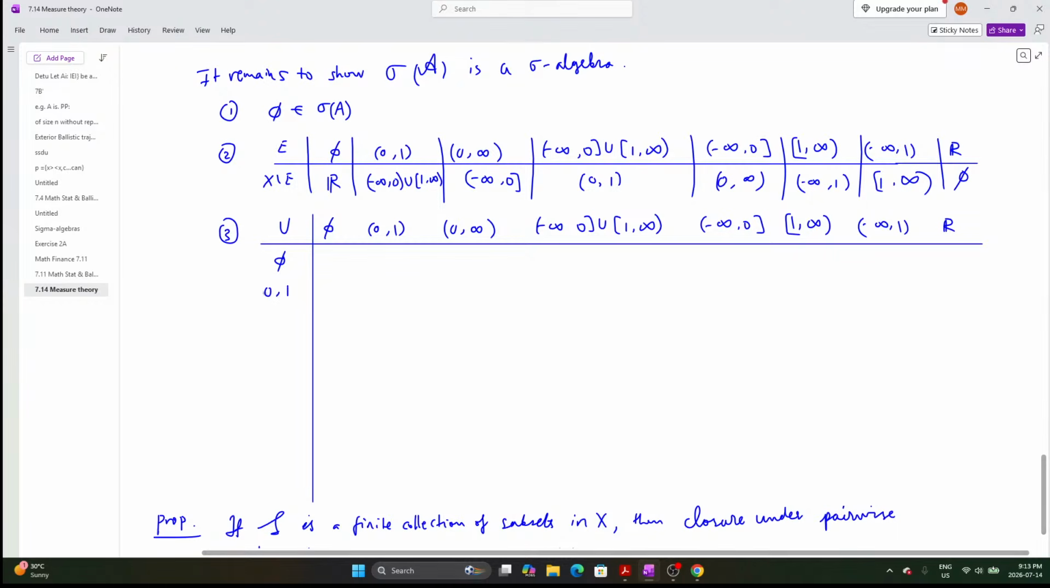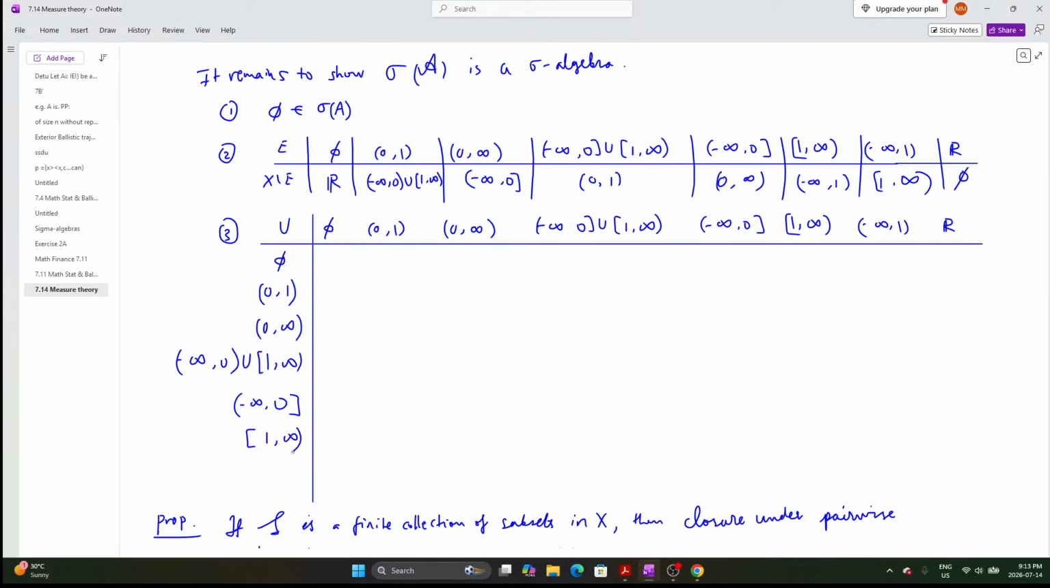Empty, 0 to 1, 0 to infinity, minus infinity to 0, union 1 to infinity, minus infinity to 0 closed, 1 to infinity closed, minus infinity to 1 open, and R.